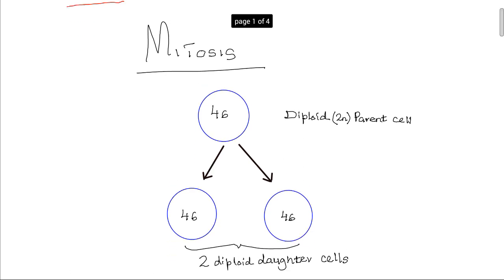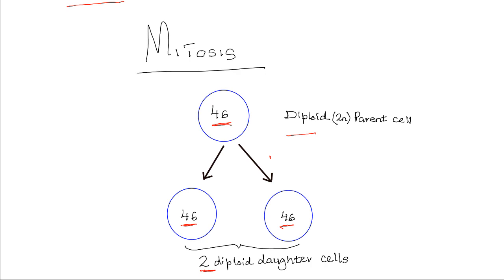Now, mitosis is a process of cell division in which a cell divides into two daughter cells. This is a parent cell. It divides into two daughter cells, and each of the daughter cells has the same number of chromosomes as the parent cell. You can see here, in the parent cell, we had 46 chromosomes, for example. At the end of mitosis, there will be two daughter cells, each having the same number of chromosomes, that is 46, as the parent cell.